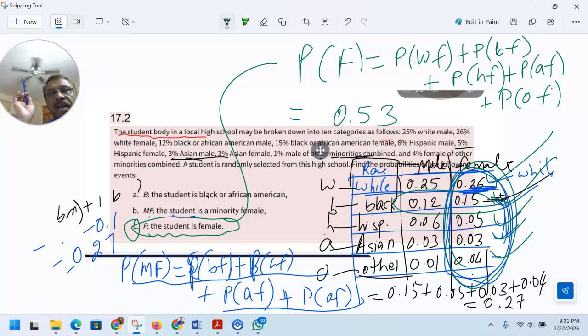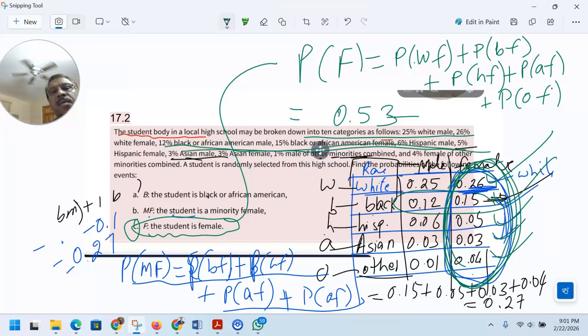So I hope that makes sense, to give you an idea of how in real applications we can understand what a percentage is like. This also helps you understand the reality in high schools, how the student population is divided.